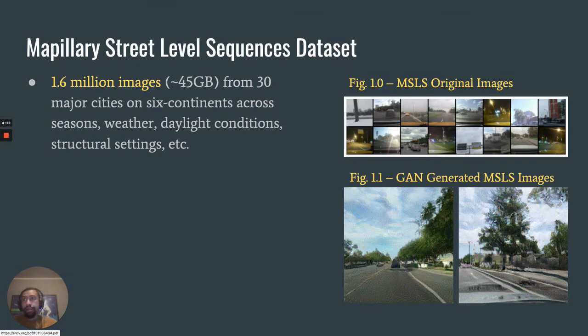The dataset that I used for this project was the Mapillary Street Level Sequences dataset, which consists of 1.6 million images from 30 major cities all over the world. The generated images, ideally, can have a lot of applications in self-driving cars and general recognition tasks, and be used as an input to other generative models or segmentation or classification models.